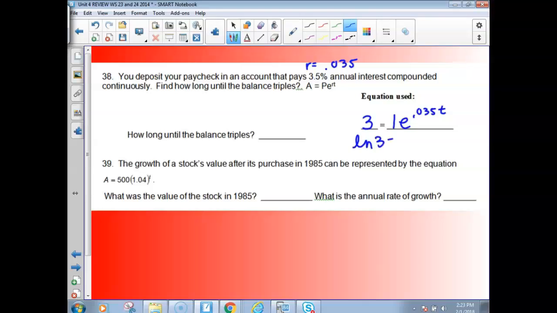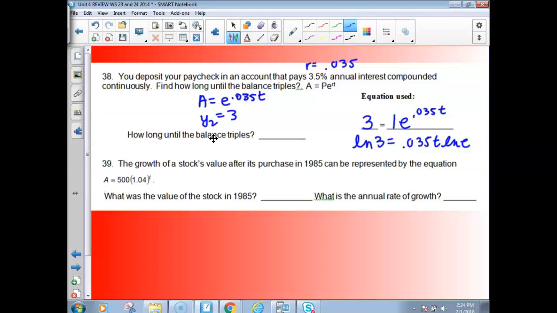Okay, ln of 3 equals 0.035t times the ln of e. This is a quick one to solve without a grapher. Now, otherwise, you could put an a here, and then in y2, put 3, and find the intersection. Okay, a couple of ways to find out if it triples. So if you do it where you're going to use the grapher, then you should have your equation used is this, and then you would put in y2, that's 3.